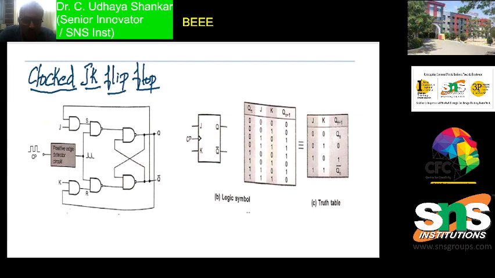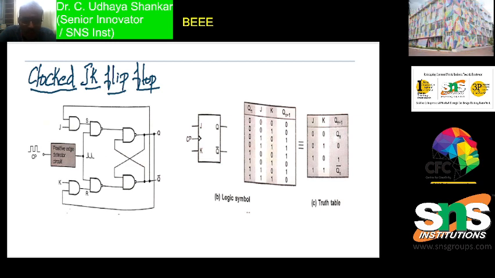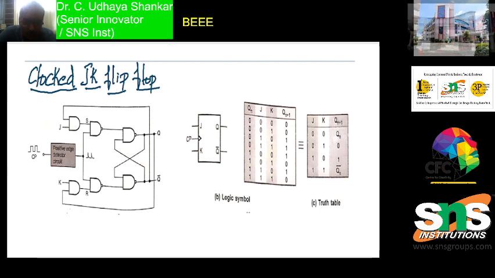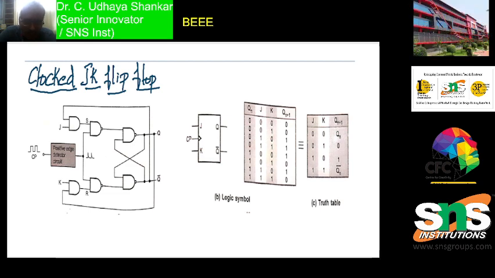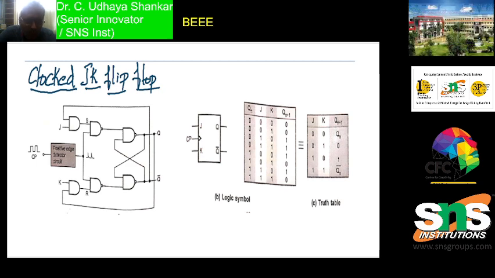We have various types of flip-flops, and each and every flip-flop has its own plus and minus. But this JK flip-flop has been derived from the SR flip-flop, because there is a small drawback in the SR flip-flop: it has an indeterminate state, because of which it is not suitable for certain applications of memory storage. Hence we go for the next version of the flip-flop, which is called the JK flip-flop.